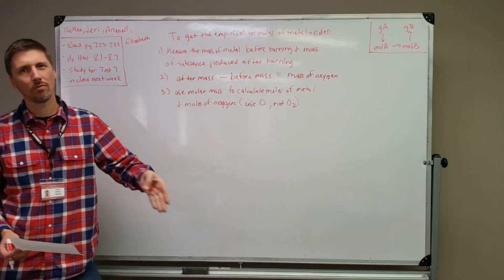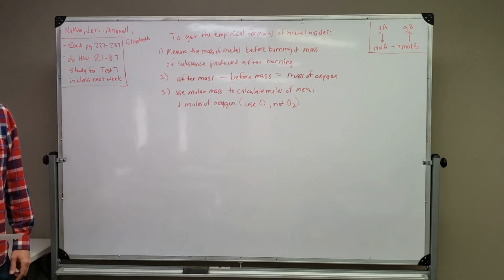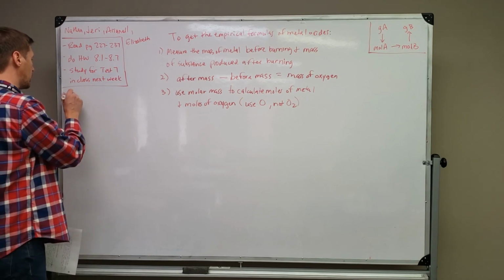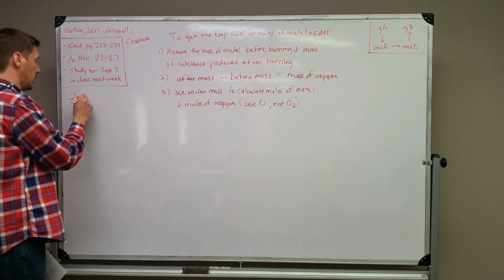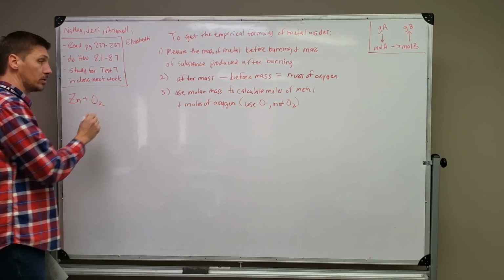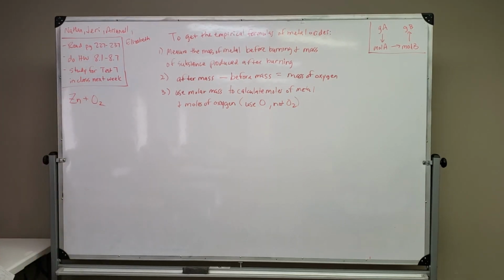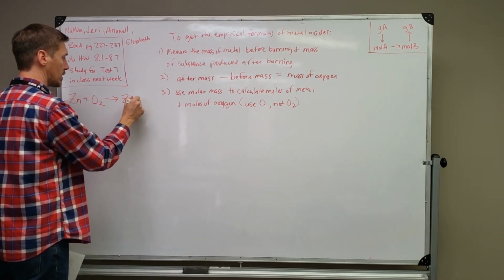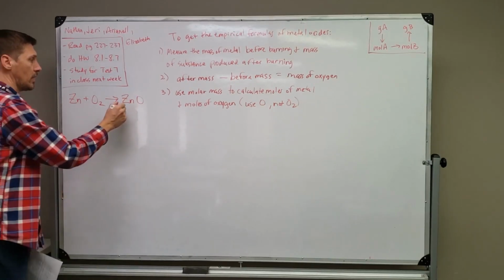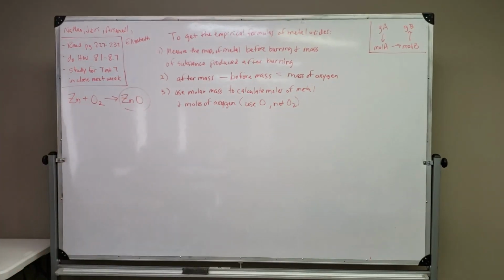We're trying to figure out the empirical formula of metal oxides. So we're about to do a problem where you take zinc and you burn it, so you combine it with O2, but what it's going to produce is zinc oxide. So we're trying to figure out the empirical formula for this.